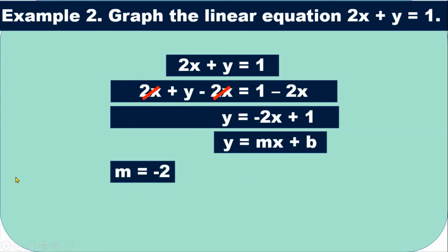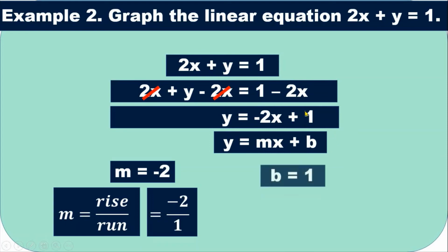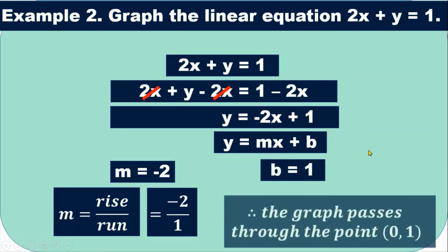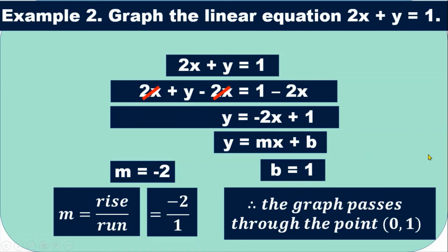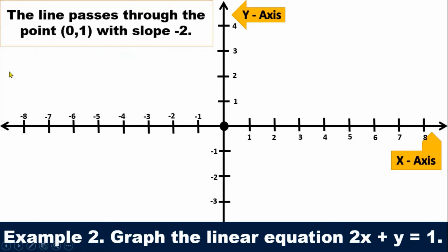coefficient of x, which means that the rise over run could be negative 2 over 1, or could also be negative 4 over 2, for as long as the simplified form of the fraction is negative 2. For the b or the y-intercept, the value is 1, which means the graph passes through the point 0, 1. Let us draw the graph in a Cartesian plane. Again, the line passes through the point 0, 1 with slope negative 2. Let us plot 0, 1. It is located on the positive part of the y-axis.